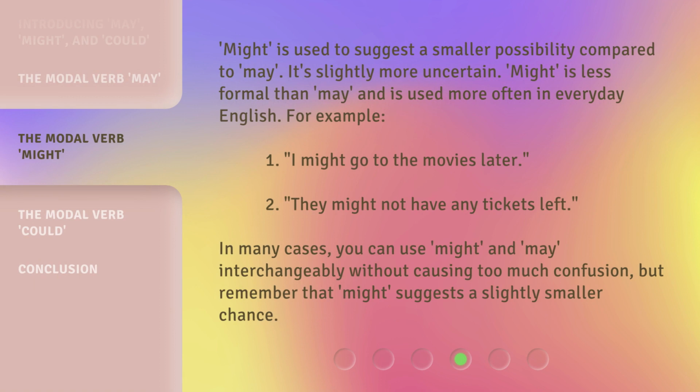Might is used to suggest a smaller possibility compared to may. It's slightly more uncertain. Might is less formal than may, and is used more often in everyday English. For example, 1. I might go to the movies later. 2. They might not have any tickets left. In many cases, you can use might and may interchangeably without causing too much confusion, but remember that might suggests a slightly smaller chance.